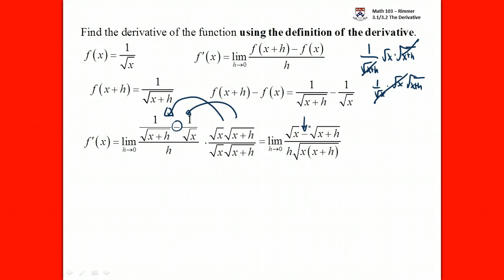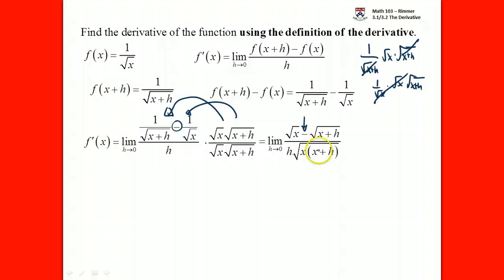What makes this so bad is that we have to combine methods. That wasn't enough. We didn't just get left with an h to cancel. We have these two roots now with the minus sign in between. So that one technique wasn't enough. We have to combine this technique with another technique. What? This time the conjugate. So we're going to multiply by the conjugate of the numerator.